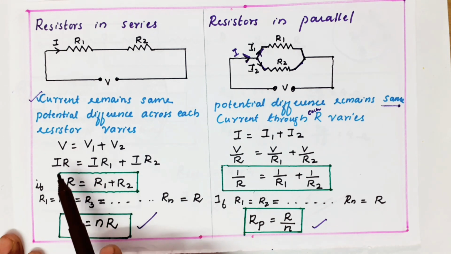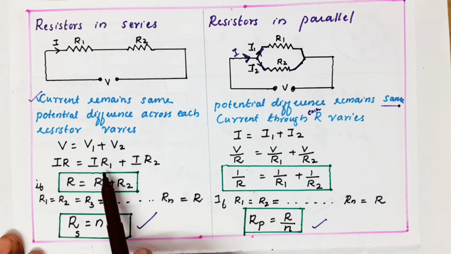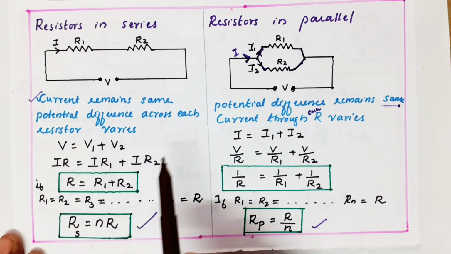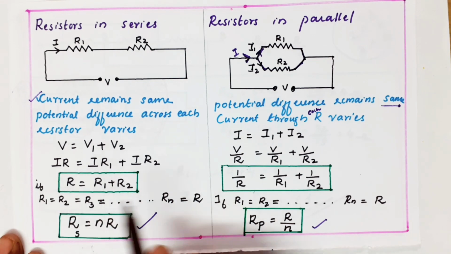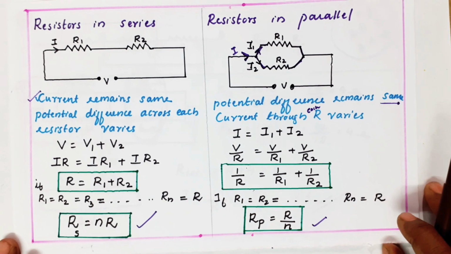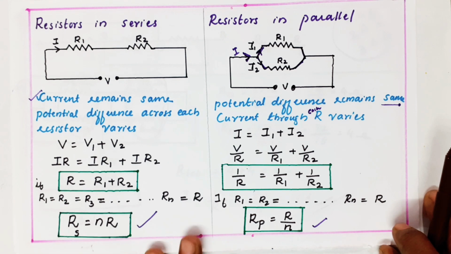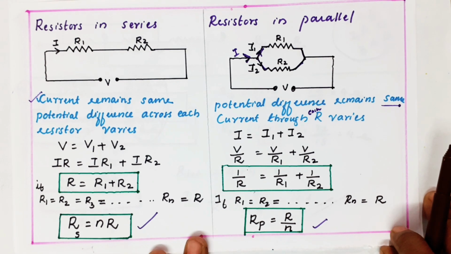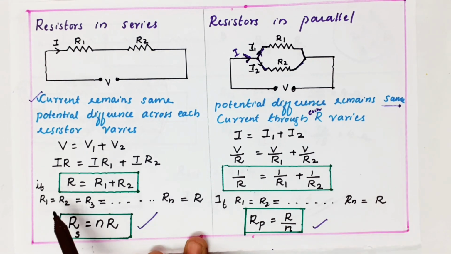What is V? V is IR. V1 is IR1, V2 is IR2. So I gets cancelled, and we can write R equals R1 plus R2. If there are many resistors and all the resistances are the same, R1 equals R2 equals R3 equals Rn, equal to R, then I can write the total series resistance Rs equals nR.